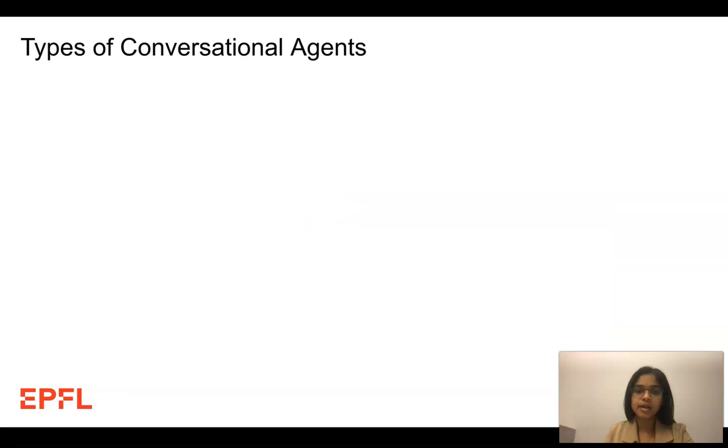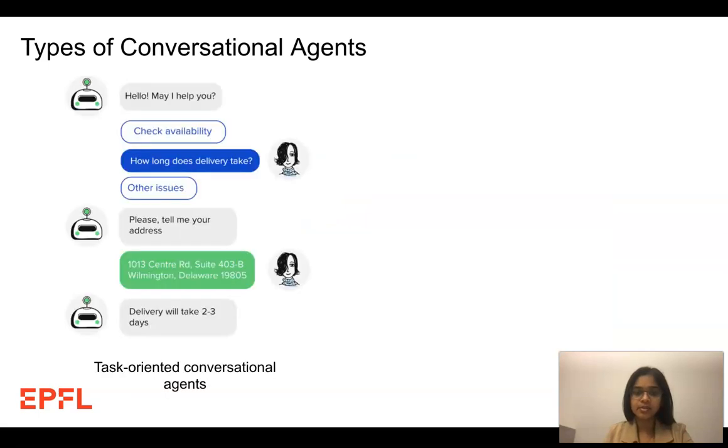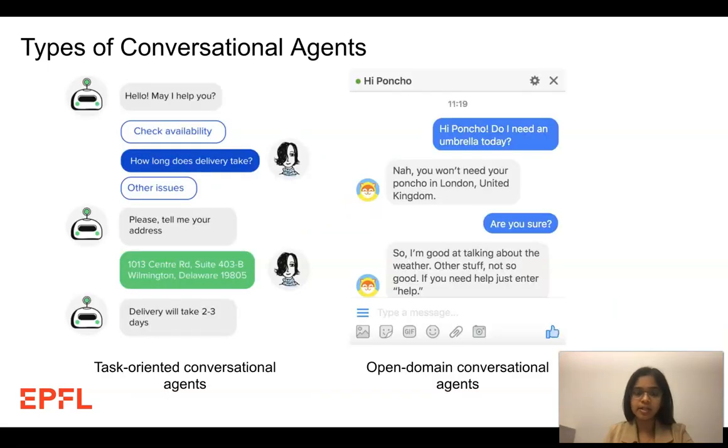There are mainly two types of conversational agents, task-oriented and open domain. Task-oriented agents mainly help users achieve a specific goal such as delivering an item or reserving a restaurant. In contrast, open domain conversational agents are designed to engage in social chit-chat. They mainly focus on providing the user entertainment and emotional companionship.